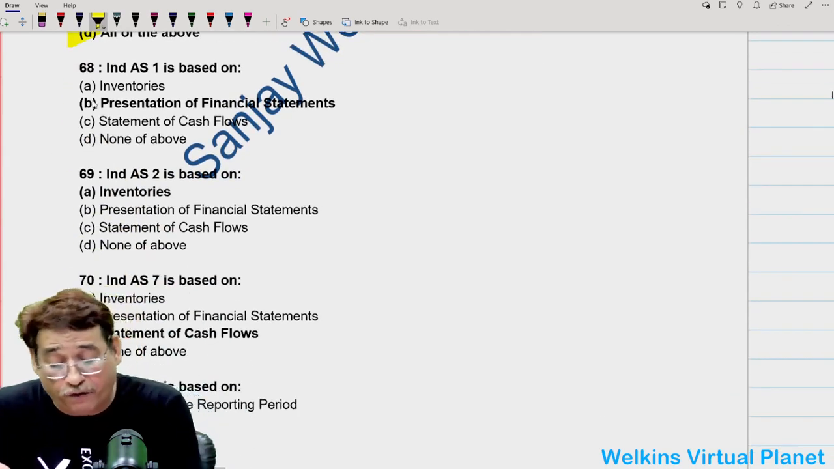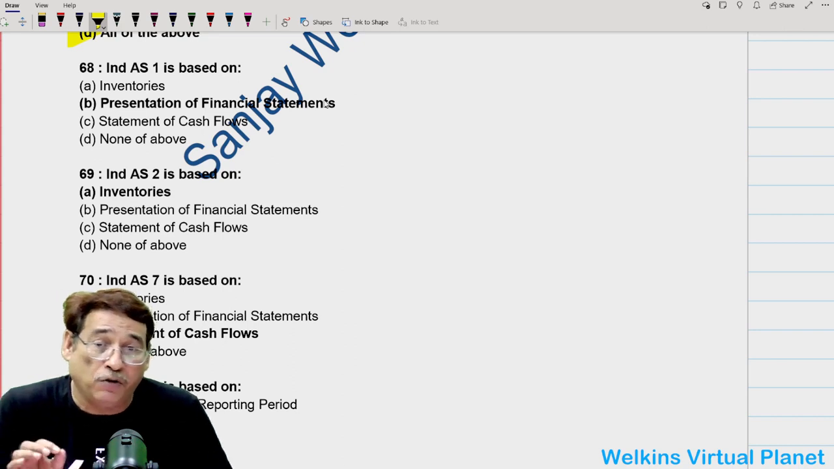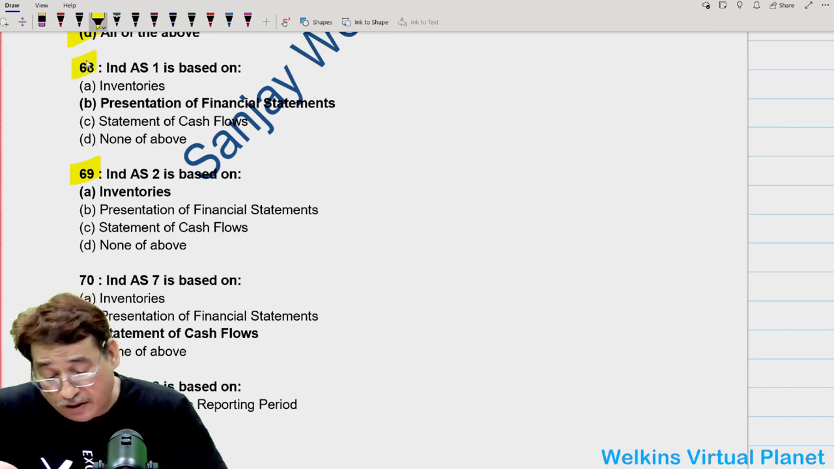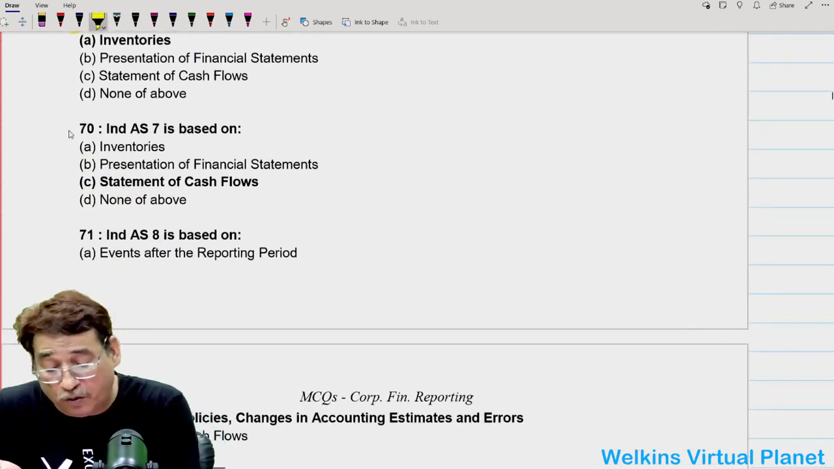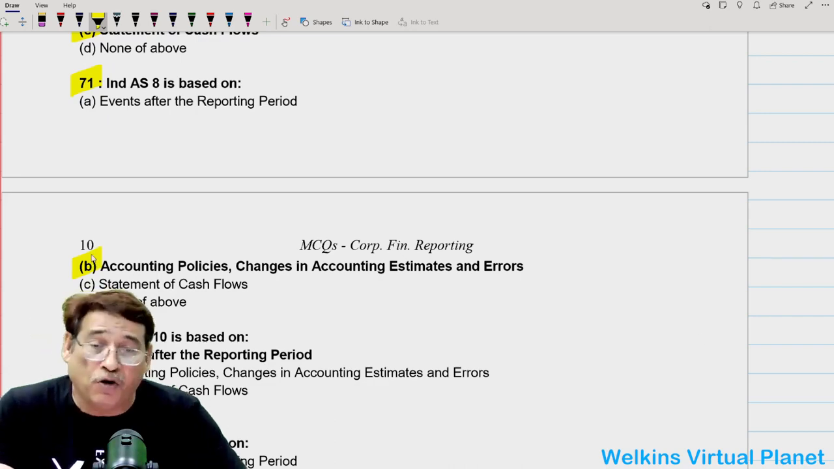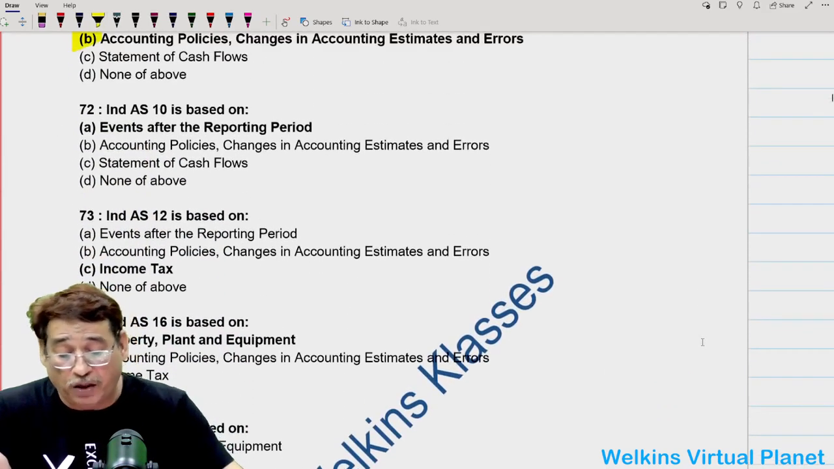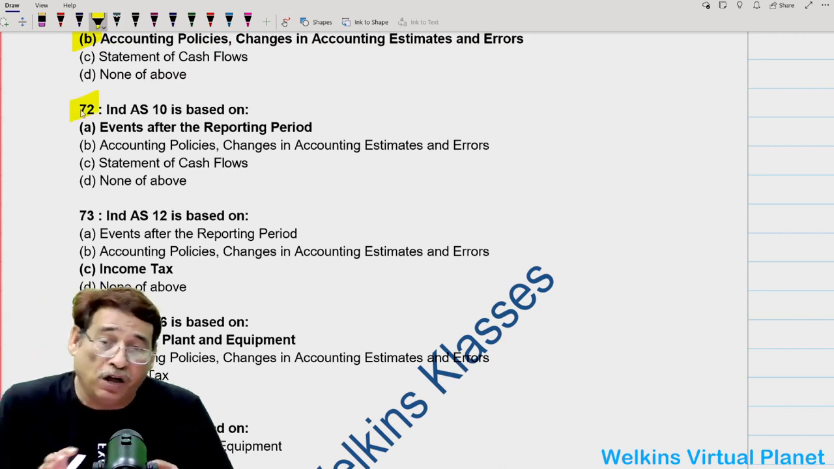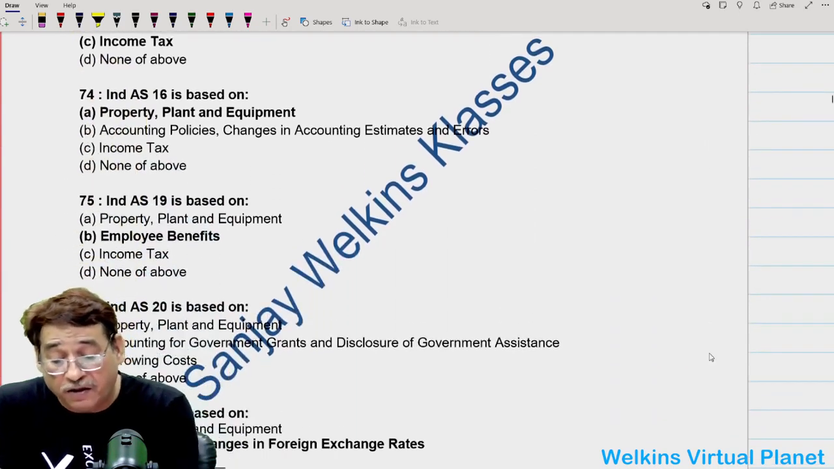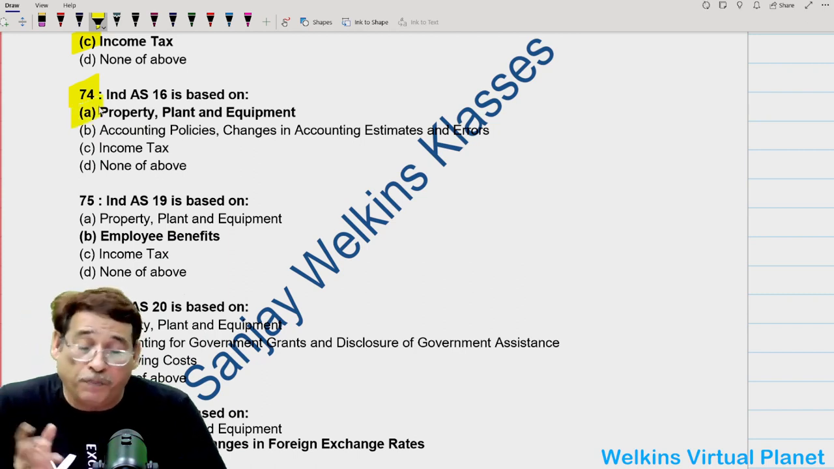Ind-AS 1 is of course related to presentation of financial statements. You need to know all these things. Ind-AS 2 is related to inventory. I need not talk about this. Similarly, Ind-AS 7 is related to statement of cash flows. Ind-AS 8 is related to accounting policies, changes in accounting estimates and errors. Such questions may be asked. Ind-AS 10 is related to events after the reporting period. Ind-AS 12 is related to income tax, correct? And Ind-AS 16, of course, is related to property, plant and equipment. Ind-AS 19 is related to employee benefits.